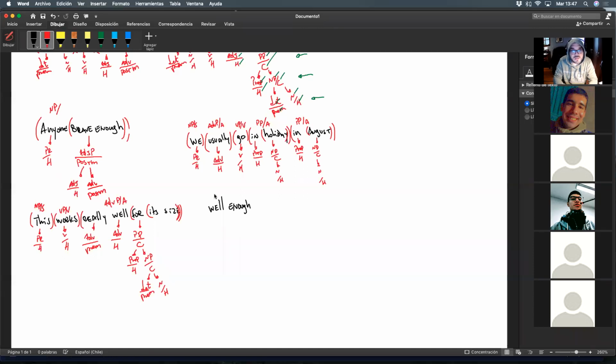If you say "well enough," "enough" is another adverb phrase, right? So we have this adverb head followed by this adverb post-modifier adverb phrase. It works in the very same manner as an adjective phrase. Okay.